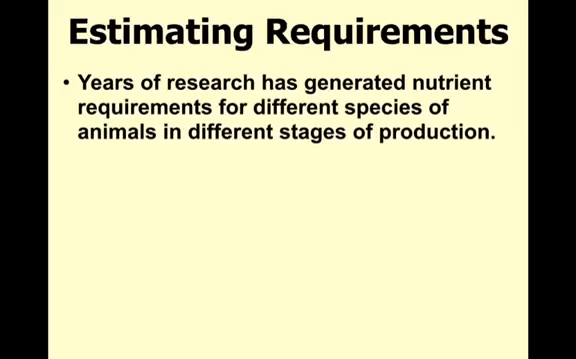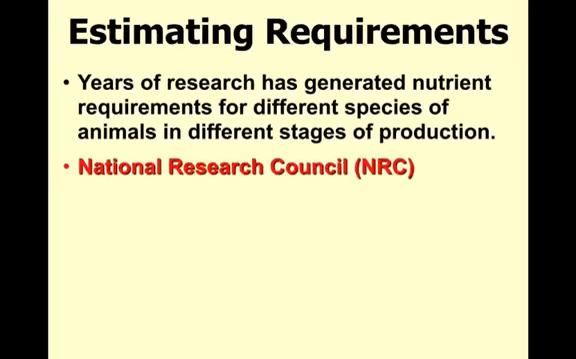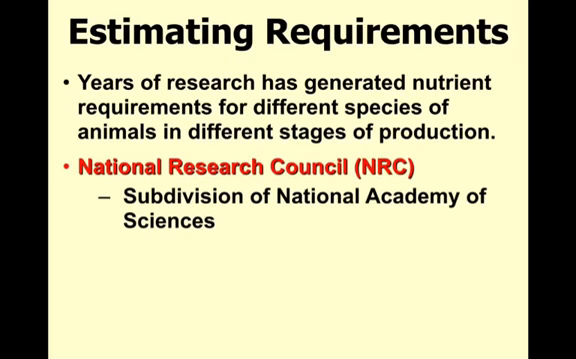When we talk about estimating requirements, there's been years and years of research, and we have major publications that talk about the nutrient requirements for different species of animals in different stages of production. The main ones, the National Research Council, the NRC, and I have most of the publications. I've got a few more of the more current ones that I need to order, but these are literally groups of scientists that go through the literature for the past 5 to 7 years and update what the minimum requirements are for various animals at different stages of production. And it's a subdivision of the National Academy of Sciences.